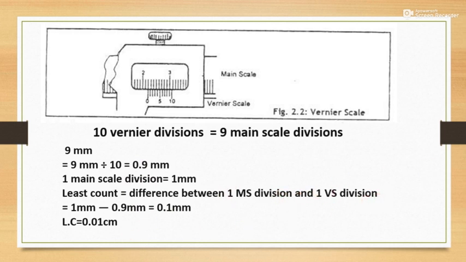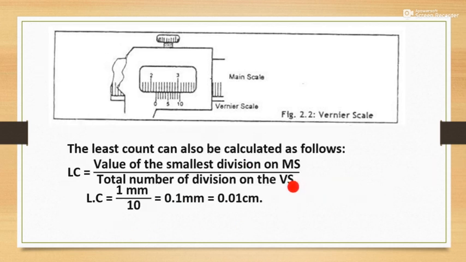This is another method to find the least count of the vernier caliper. Least count can also be calculated as follows. This is another method: least count is equal to the value of the smallest division on the main scale divided by the total number of divisions on the vernier scale.